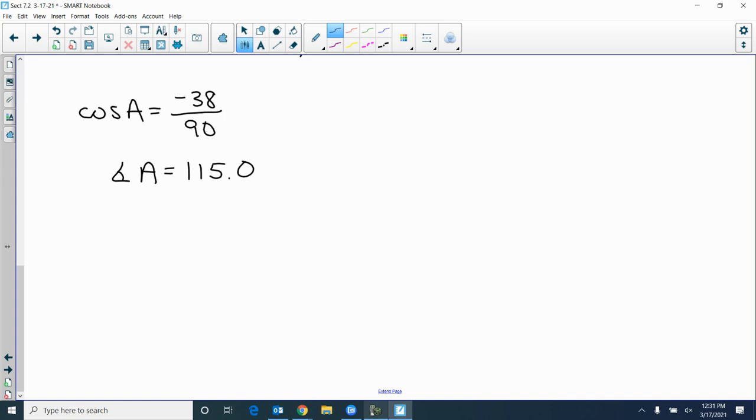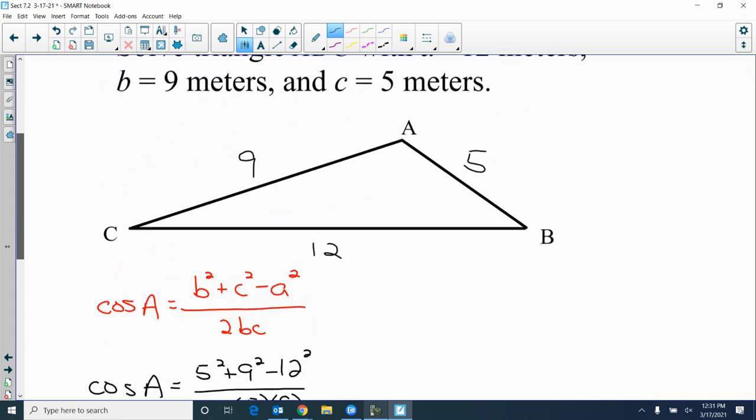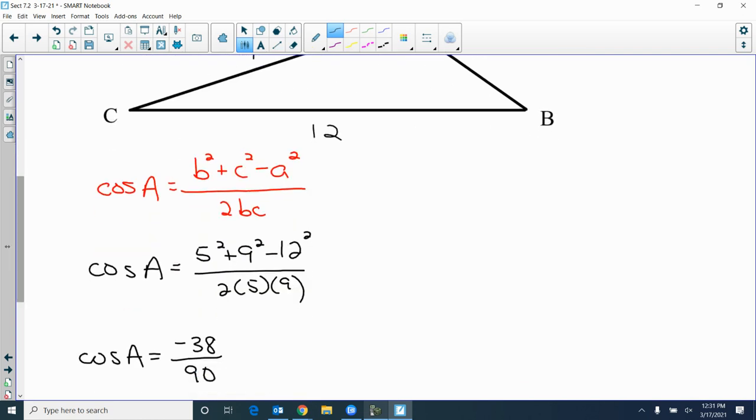Now, it really doesn't matter which one you find, because if we found the largest, can either one of the other angles be obtuse? No, so it really doesn't matter. I'm just going to stick with the smallest one just for consistency. I want to find angle C.